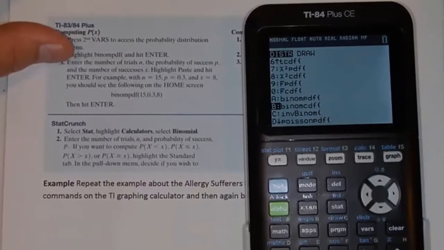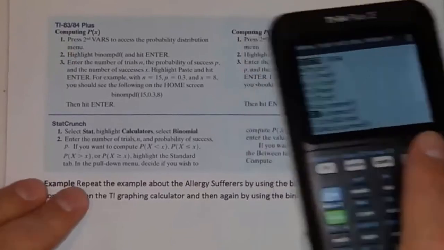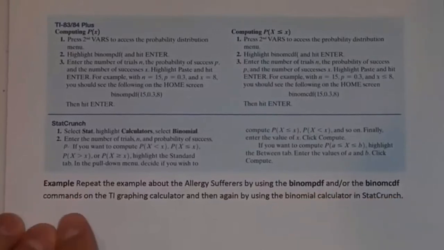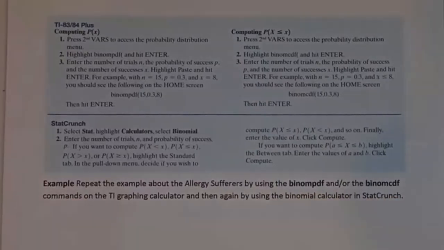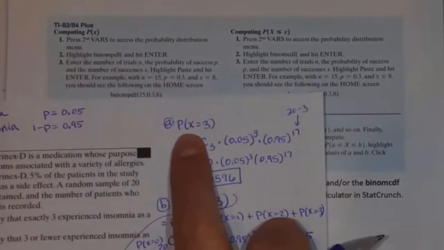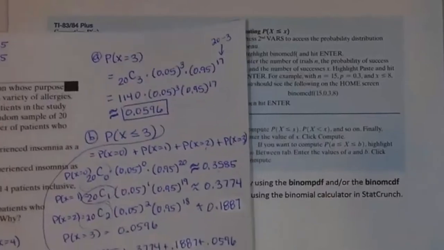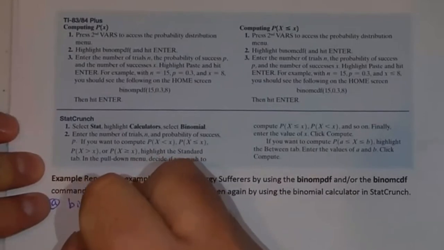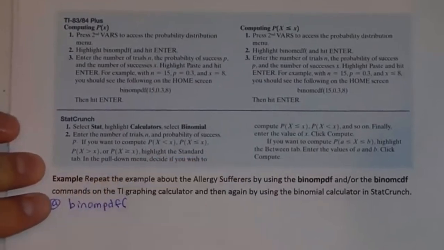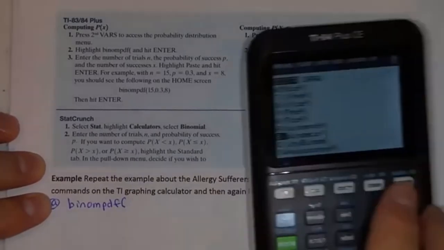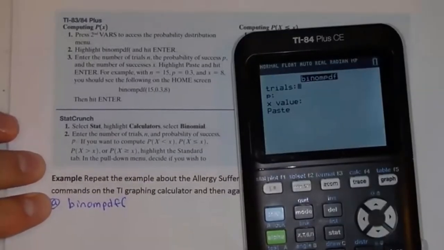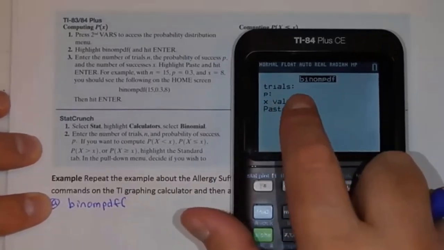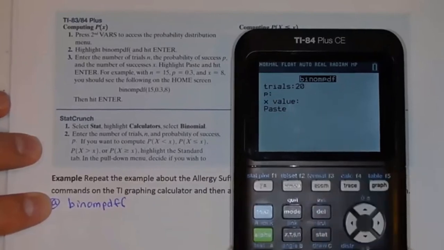So here's the deal. If I wanted to repeat the allergy sufferers problem using the binomial PDF and or the binomial CDF command, the first question was, what's the probability of exactly 3 successes? So my command is going to be binomial PDF. The way this command works is this. Let me select binomial PDF. On my new calculator, when I select binomial PDF, I'm asked to enter the number of trials. So we have 20 trials.